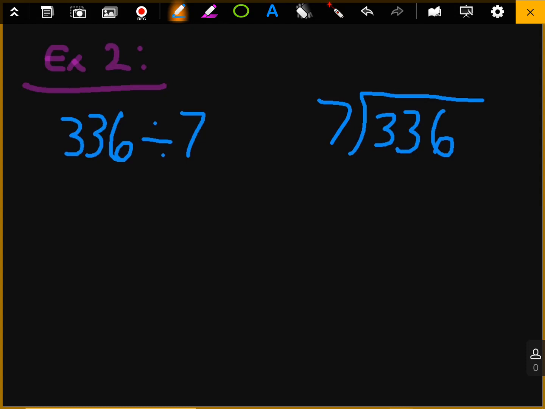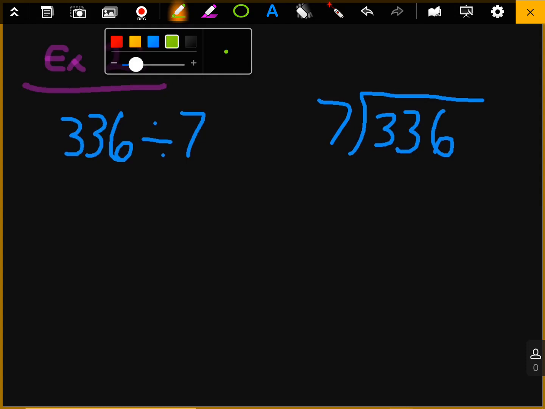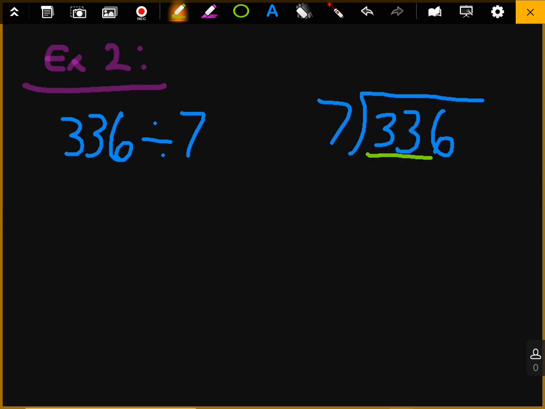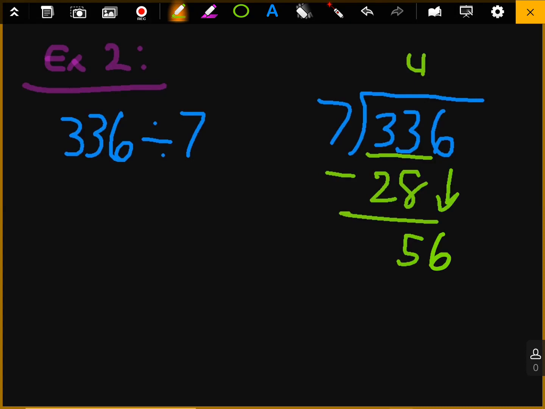Alright, now we got to see how many times does 7 go into 3? Well, it doesn't go into 3 at all, so we have to see, okay, how many times does it go into 33? And it goes into 33 approximately 4 times. So then we say, okay, 7 times 4 is 28, and we subtract. 33 minus 28 is 5, and then we bring down the next number, which is 6. And 7 goes into 56 approximately 8 times. 7 times 8 is 56. We have no remainder.